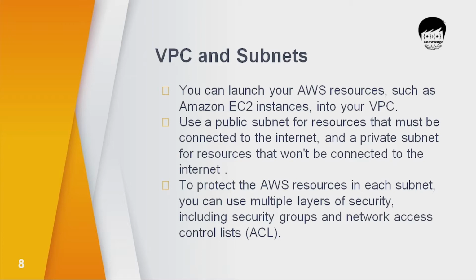To protect AWS resources in each subnet, you can use multiple layers of security, including security groups and network access control lists. If you want to allow some particular traffic, then you can specify the traffic in security groups, and also at the network access control list you can specify which types of traffic you want to route to your instance.